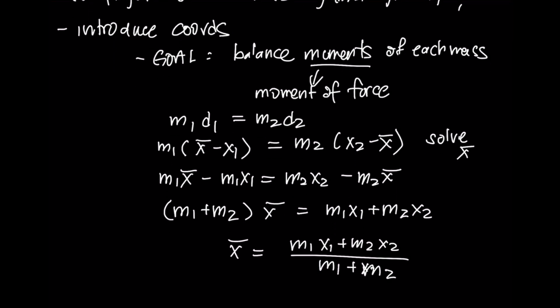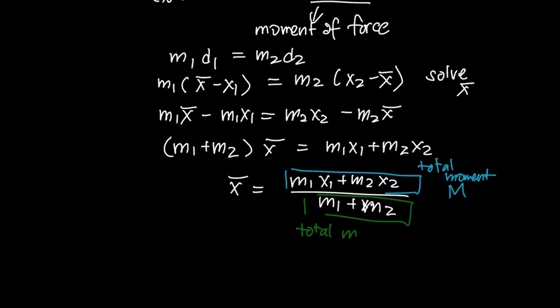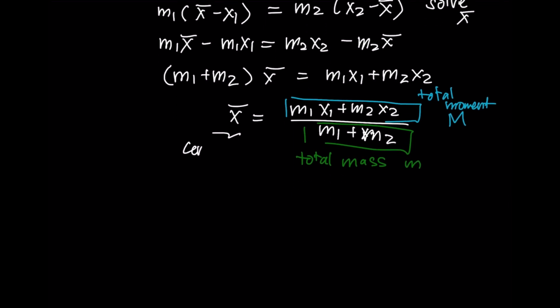x bar should be. Now, upstairs, this is what we're going to call the total moment, because it's the sum of both of these moments, and we'll denote that with a capital M. And down here is the total mass of the system, and we'll denote that with a little m. The center of mass should be placed according to this calculation. And when we do that, we can have differing masses live at differing locations from the pivot. There will be a horizontal balance.